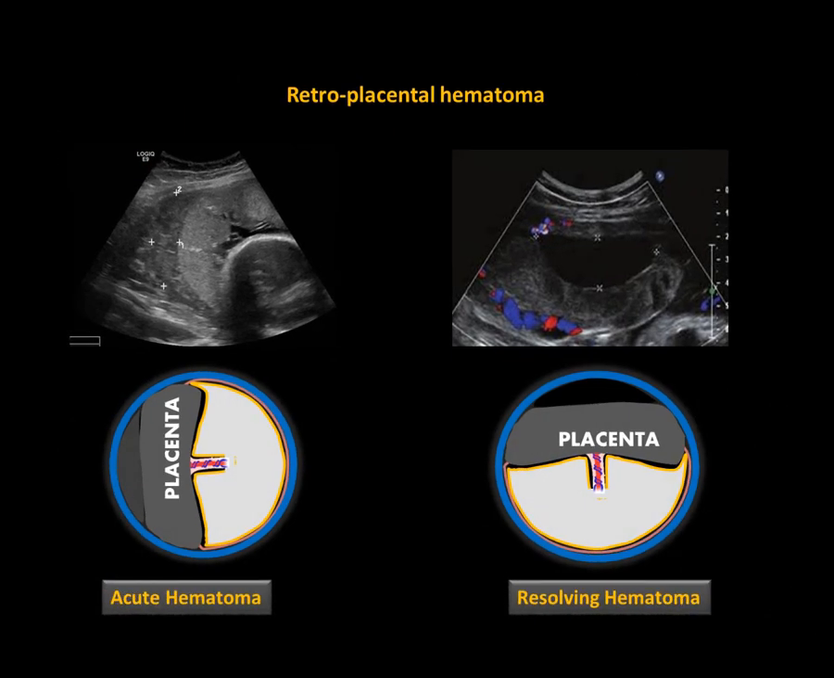Let's see some examples. As we can see on the left side of the screen, acute retroplacental hematoma is isoechoic to the placental tissue. On the other hand, chronic hematoma appears sonolucent on the right side of the screen.